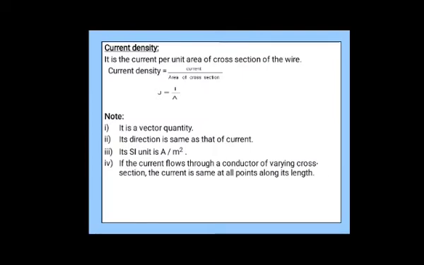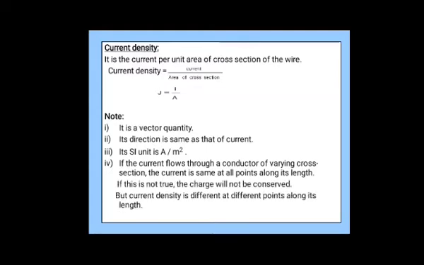Now see this very interesting one. Say if you consider a conductor of varying cross section. Varying cross section means what? Area is not same, but current is same at all points along its length. Means what? Even though area of a conductor is different at different points, current is same. What about current density? But current density is different at different points along its length.